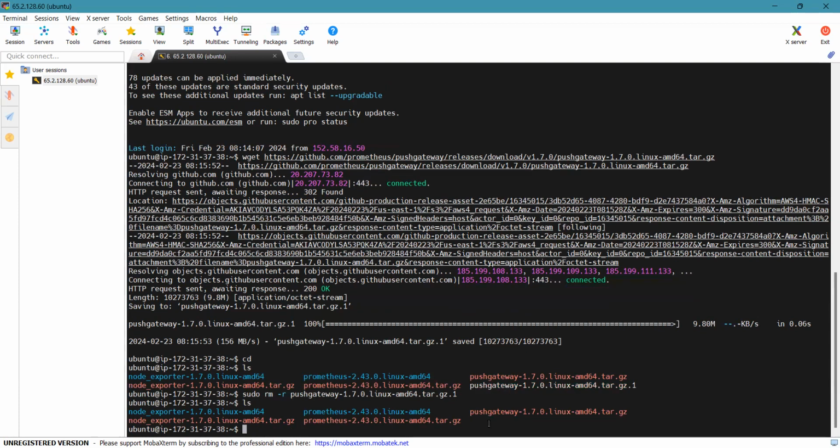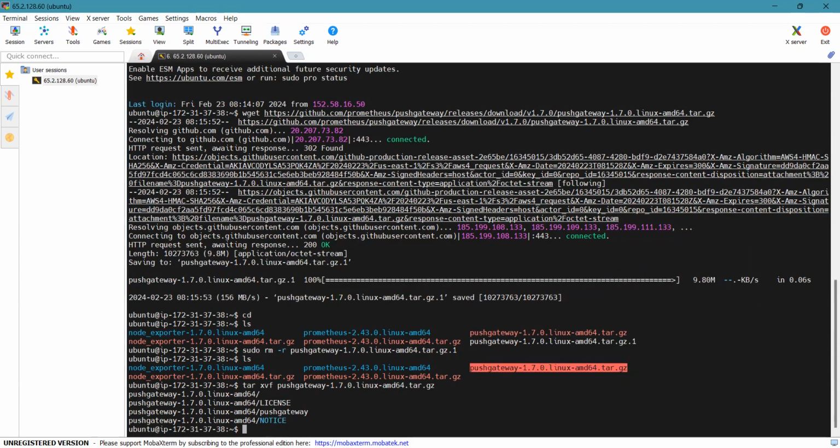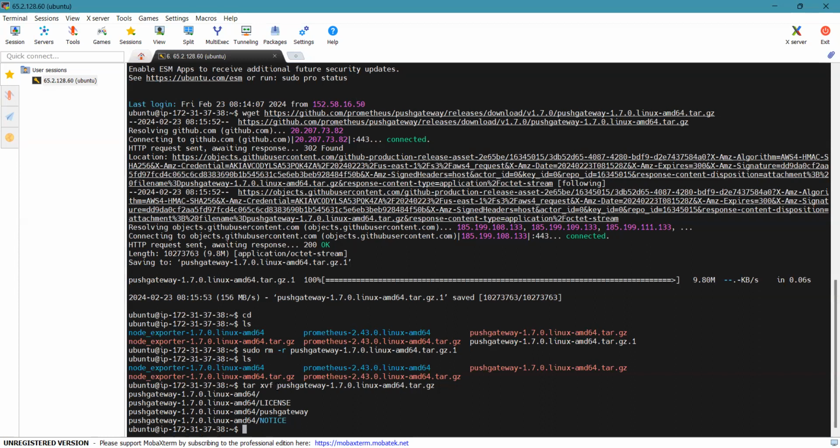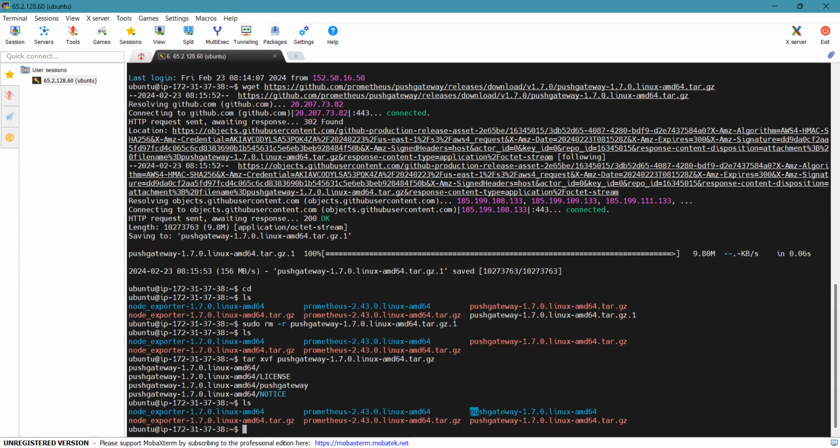Now, as it is in tar, we need to untar it, like zip and unzip the files. So we need to extract the push gateway folder. So simply type tar xvf and the file name. So as you can see, we have extracted all the folders inside the push gateway file. Now, if you type ls here, you can find the push gateway directory. So simply type cd and enter into that push gateway directory.